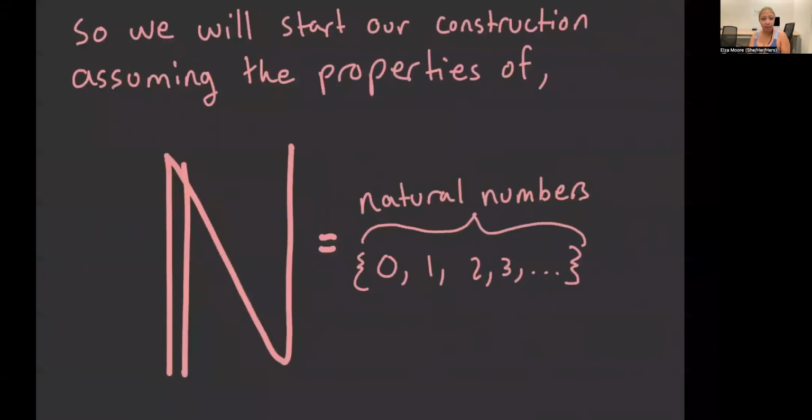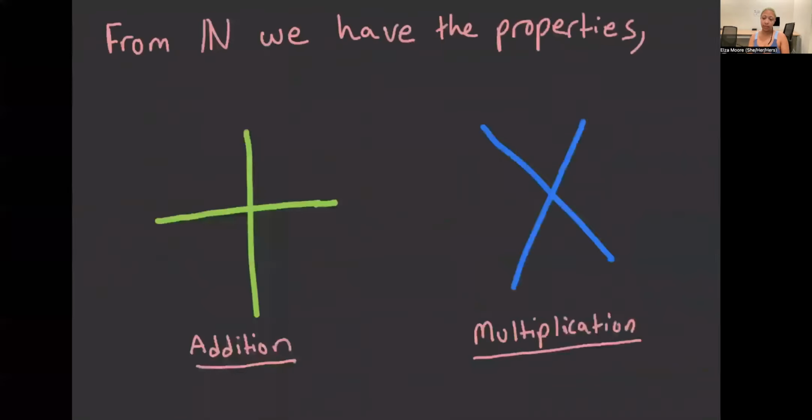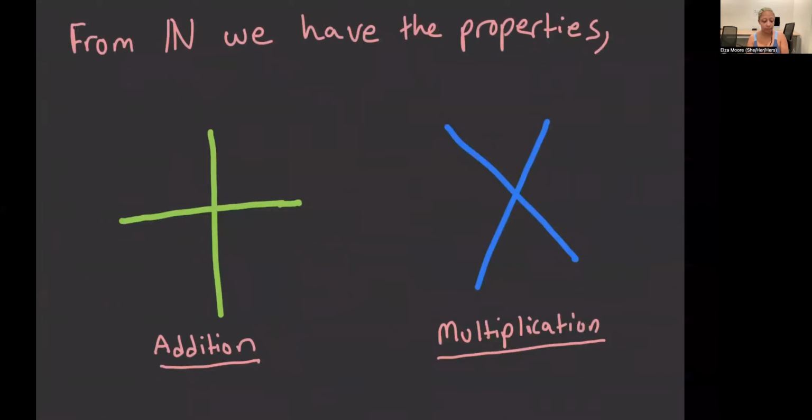So first I'm going to say that we are starting off our construction assuming all of the properties that we know about the natural numbers. Those are the properties that we very easily observe in the real world, hence the natural numbers. From the natural numbers, we know that we have the properties of addition and multiplication, so we're going to assume that in everything that we're doing.